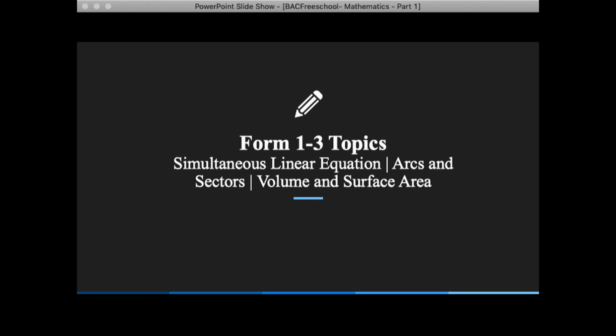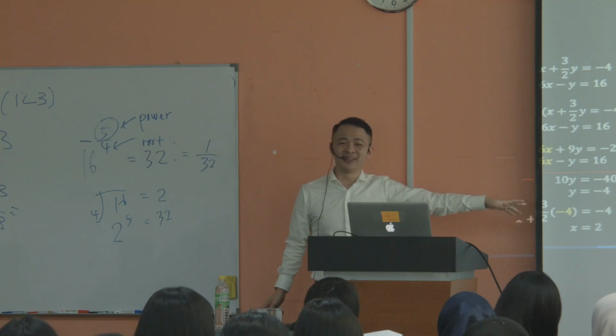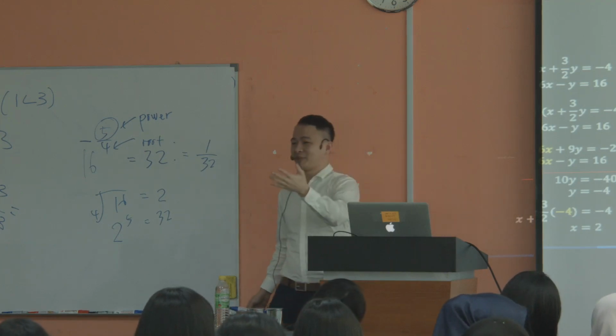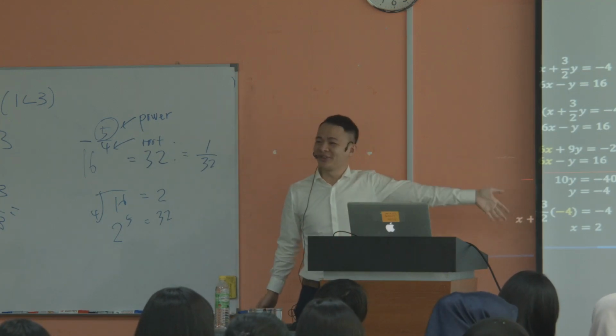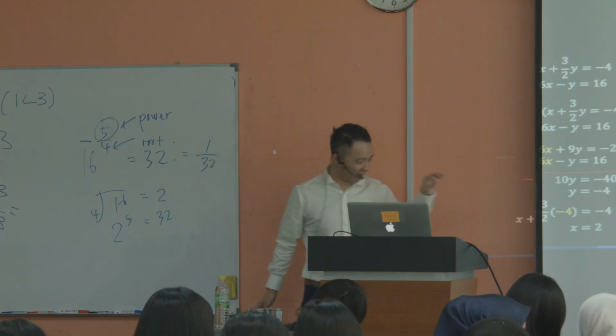Alright, then we go to some of the topics from Form 1 to Form 3. First is simultaneous equations. This topic actually is quite easy if you are good in algebra. But the problem with this topic is, it's a KBAT favorite topic. If you do a lot of state papers, or even look at past year papers, you will realize most of the KBAT questions come out from this topic. But I will just cover a little bit.